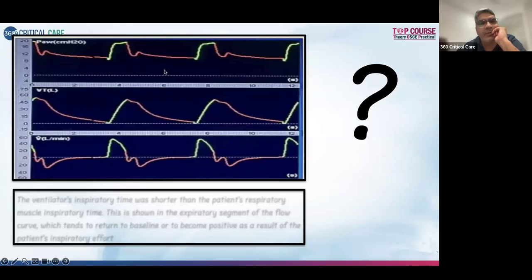Anyone wants to answer? What sort of cycling is happening here? Or abnormality? So what is this one in the flow cycle? Somebody had told early, that's correct. So what does that represent? That or that?